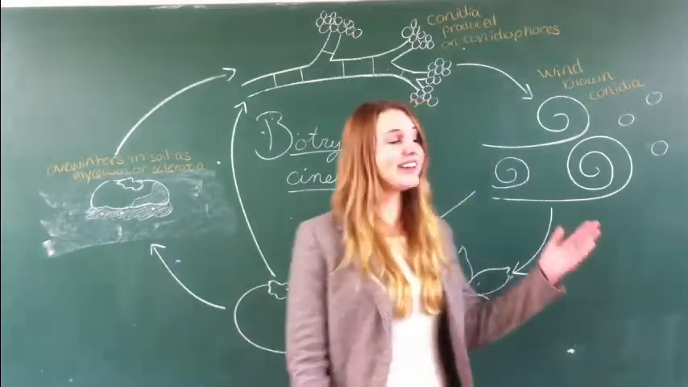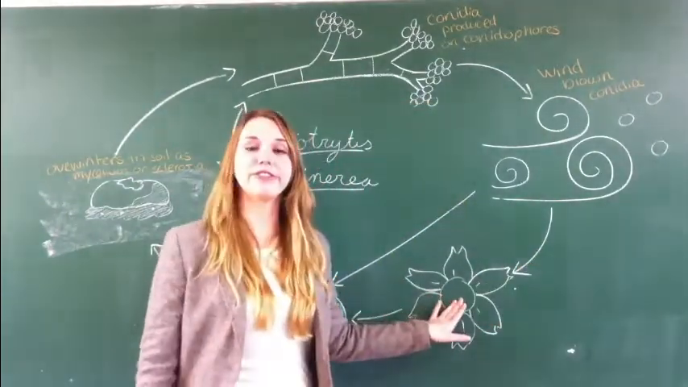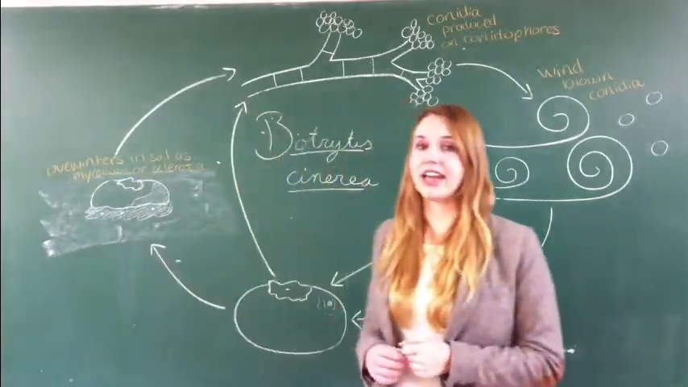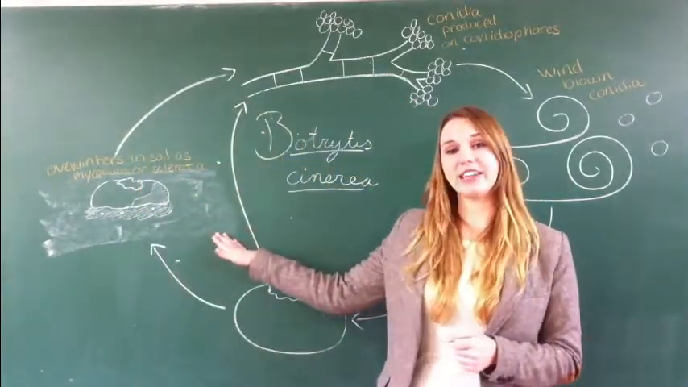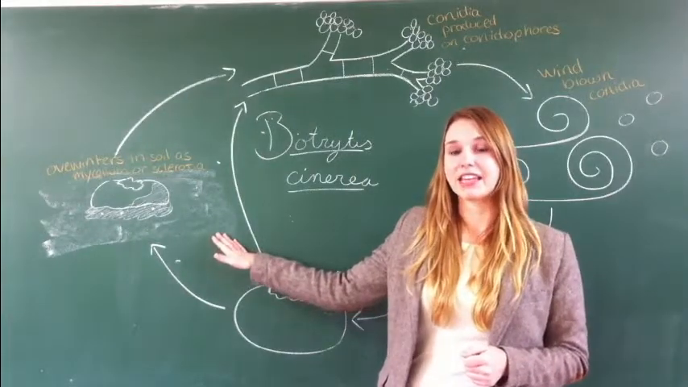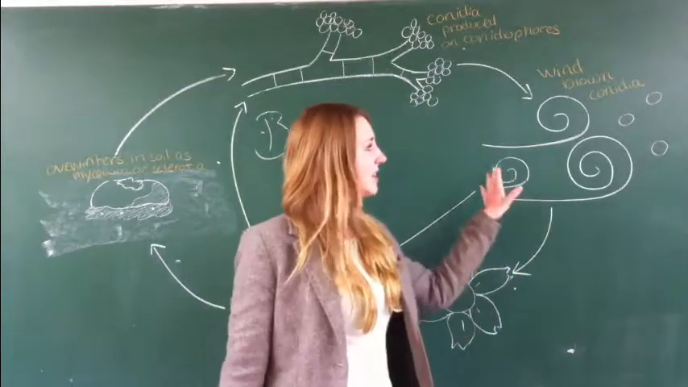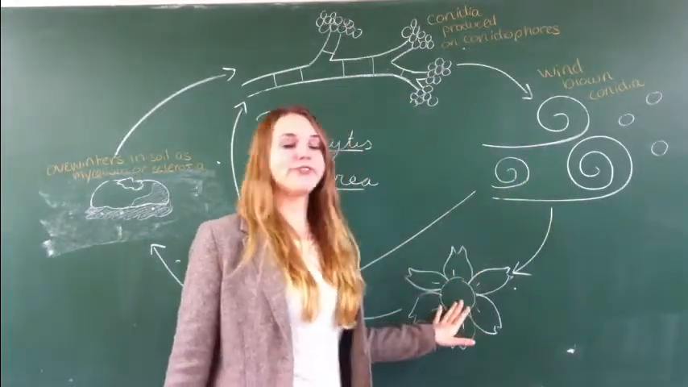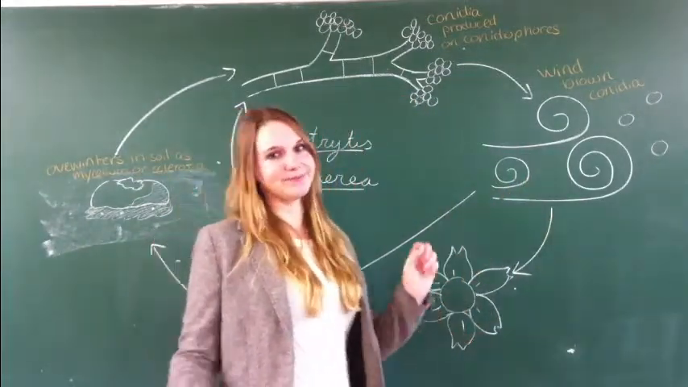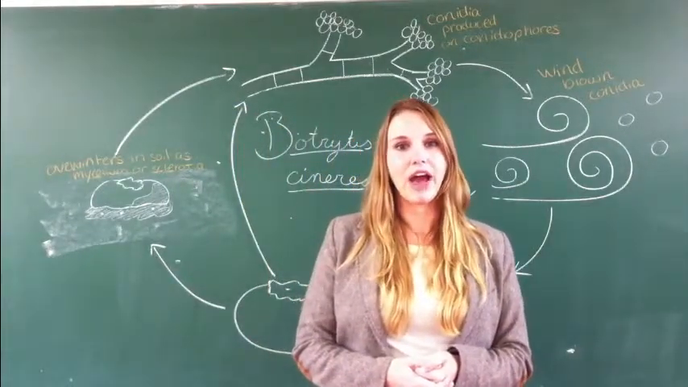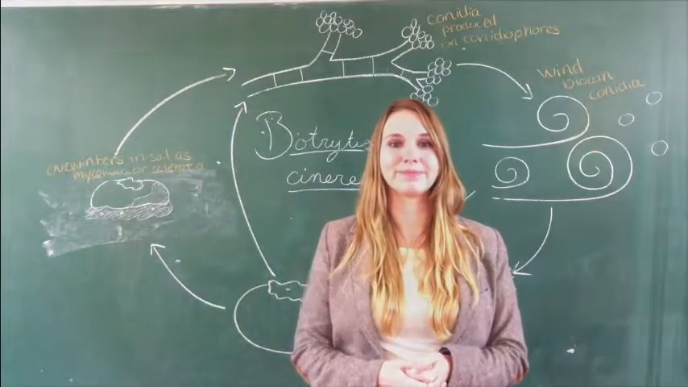Botrytis cinerea is a polycyclic disease that infects either the flower or the fruit. It will then overwinter in plant debris as mycelium or sclerotia. It is produced as conidia on conidiophores, and then in the spring is wind disseminated to again infect fruit or flowers. For my project, I decided to do a time-lapse video of the disease in progress.